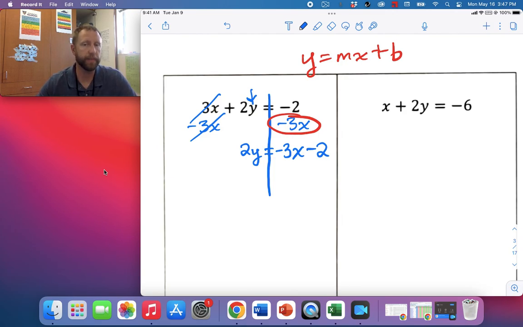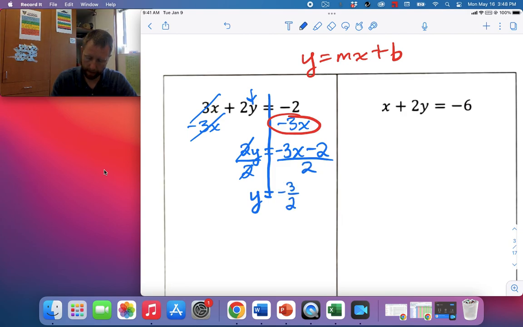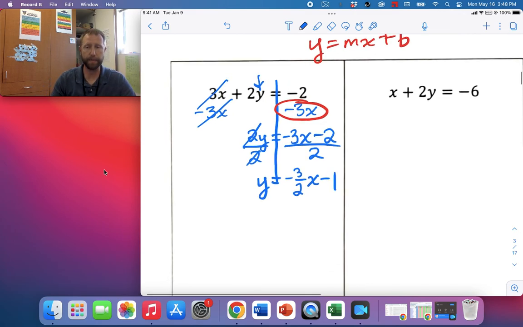y isn't by itself yet. It's being multiplied by 2, so I'm going to divide by 2, and I'm going to do that to every number on the other side as well. Remember, whatever we do to one side, we have to do to the other. So 2 divided by 2, they cancel. It just equals 1, and I don't have to write the 1, it's just y. Negative 3 divided by 2 gets me negative 3 halves x. And then negative 2 divided by 2: a negative divided by a positive is a negative, so negative 1, because 2 divided by itself is 1. All right, so that's my equation in slope-intercept form.